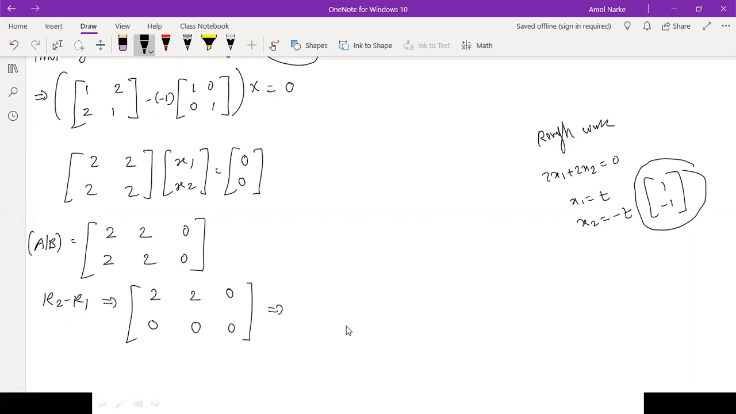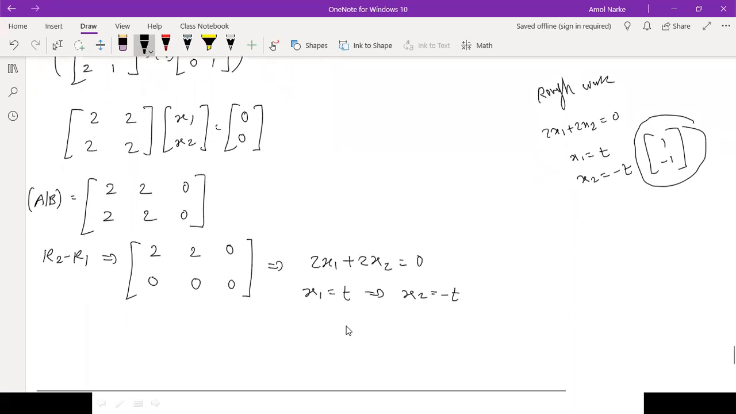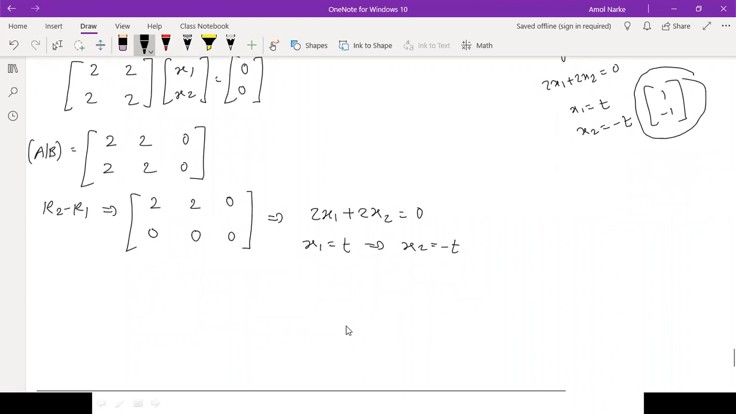So this time you are getting the equation 2x1 plus 2x2 equal to 0. One free variable, x1 is equal to t, and x2 is equal to minus t. So you can write down here.